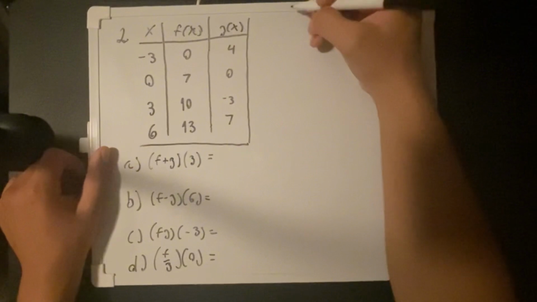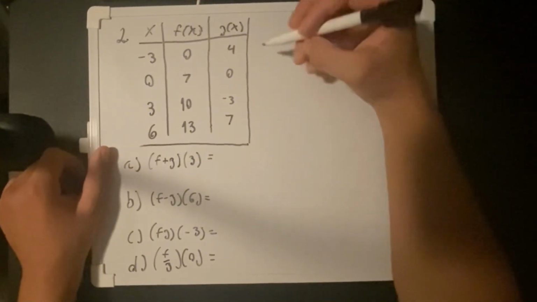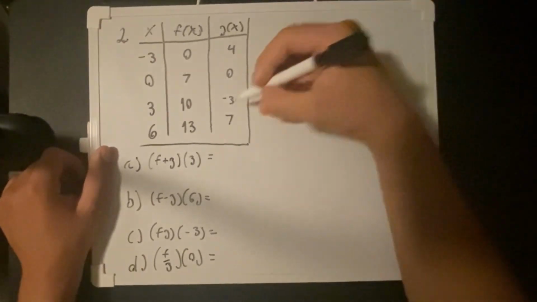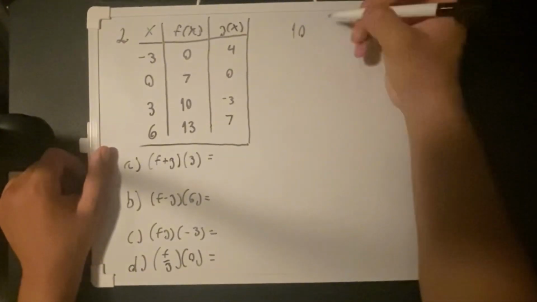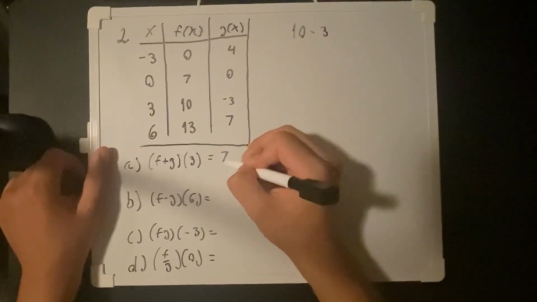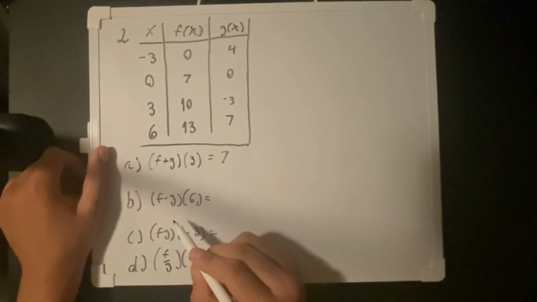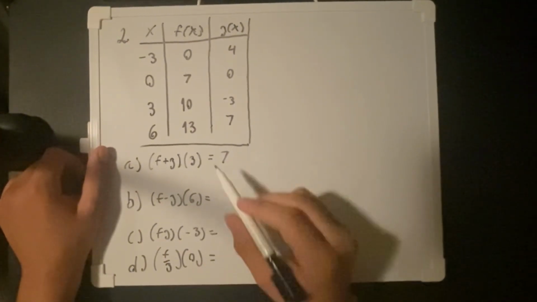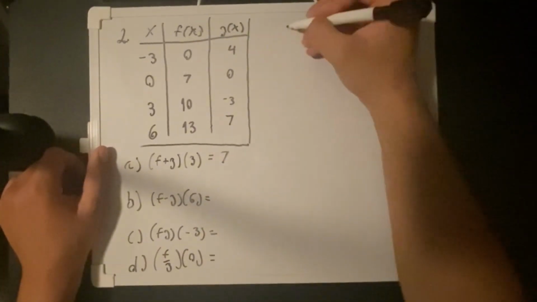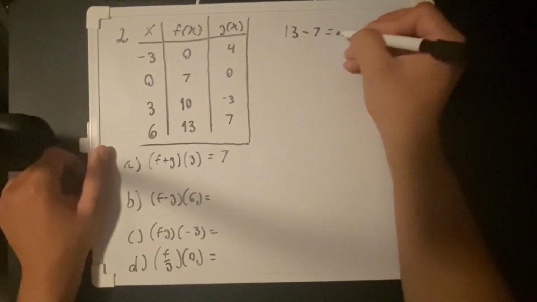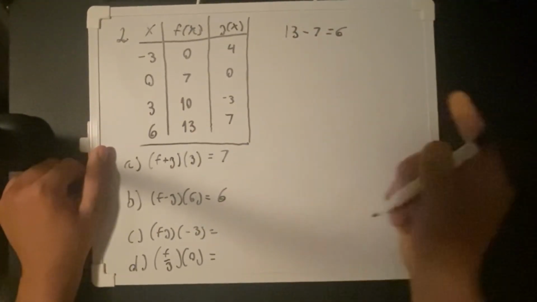So f plus g of x, where 3 is at, that's simply 10 plus, but since this is a negative, our answer would be 7. Next up, we have f minus g of x, that is 6. So we go to 6, and we have 13 minus 7, which equals 6. So our solution will be 6.